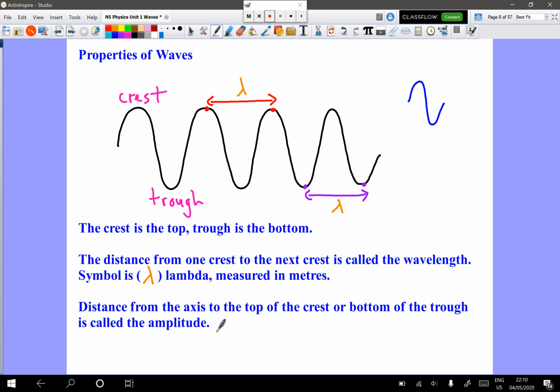The other thing that we need to be able to identify from a wave is something that we call the amplitude. Now the amplitude is half the vertical height of a wave, or as it says here, the distance from the axis to the top of the crest or the bottom of the trough. So it's half the vertical height basically. So this would be an amplitude, as would this be an amplitude. So it's half the height there.